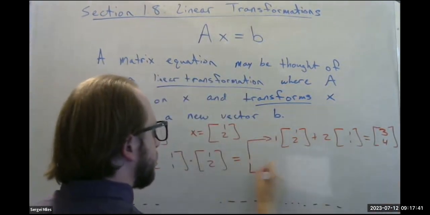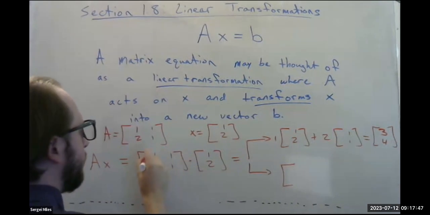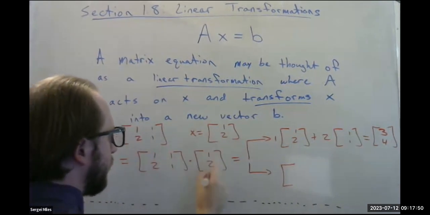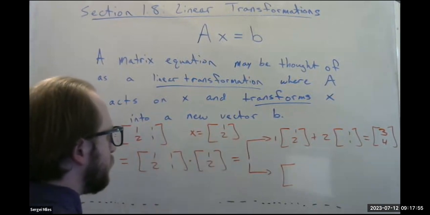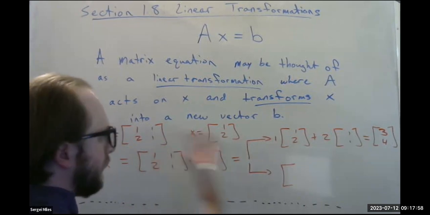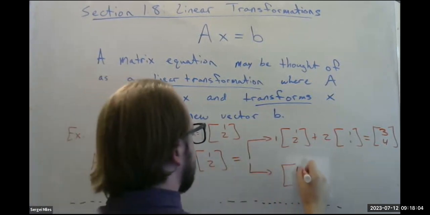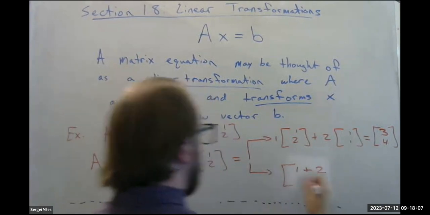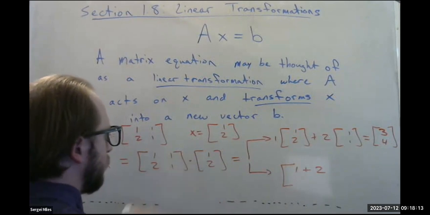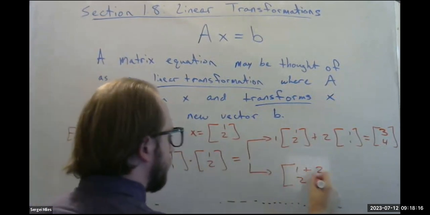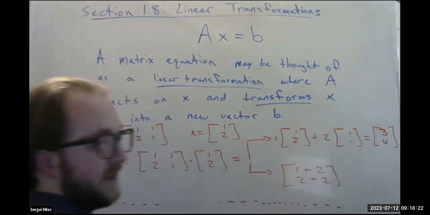Alternatively, we can also use the dot product, which says if I want to find the new entry, I multiply across the first row down the first column. So I have this first row 1, 1 times 1, 2. When I do that, again, it's still a linear combination. 1 times 1 is 1, plus 1 times 2 is 2. For the second entry, that's the second row times the first column. 2 times 1 is 2, plus 1 times 2 is 2. In practice, both methods are going to get you the same answer.